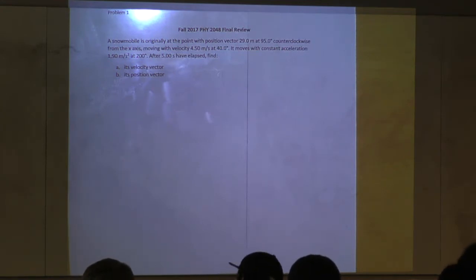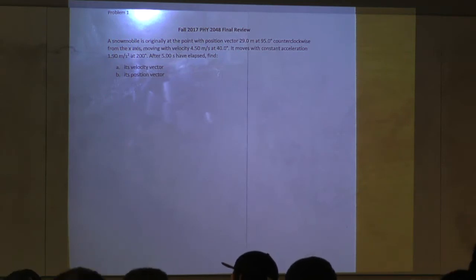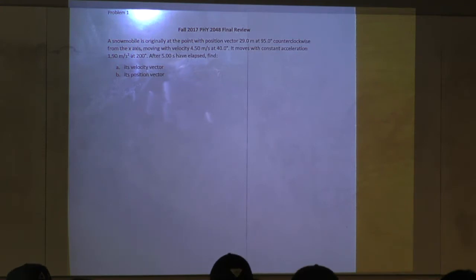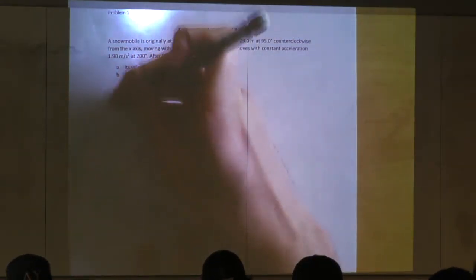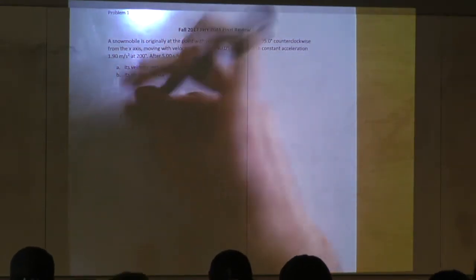So basically, the first thing we need to do is break down all of our vectors that have been given to us into their components, because we can't really do any algebra or arithmetic until we have them in component form. So I'm going to do the position vector first. Actually, let me move it up.